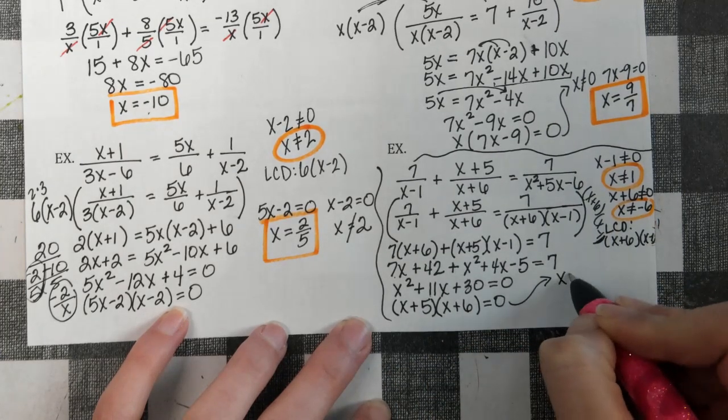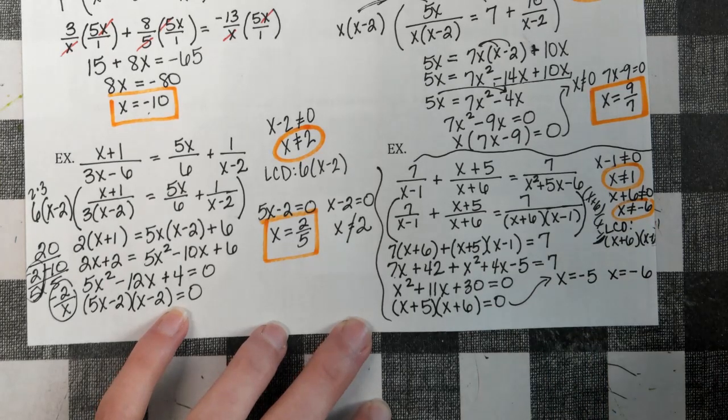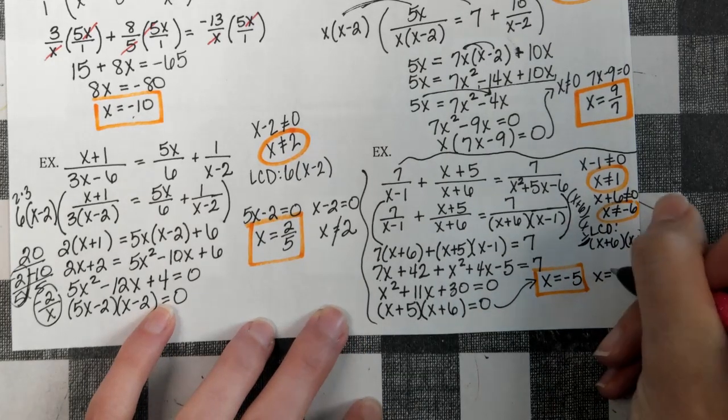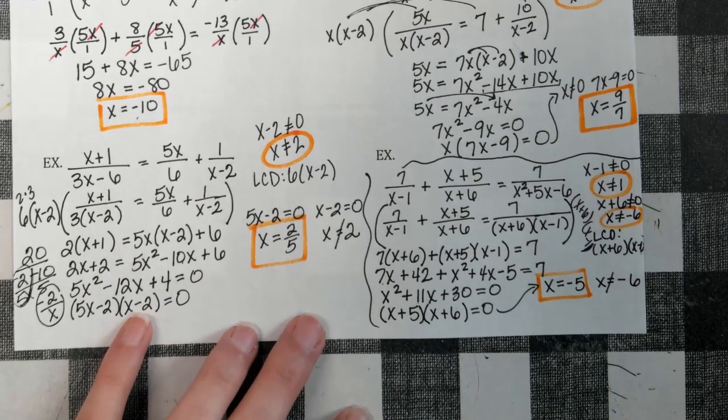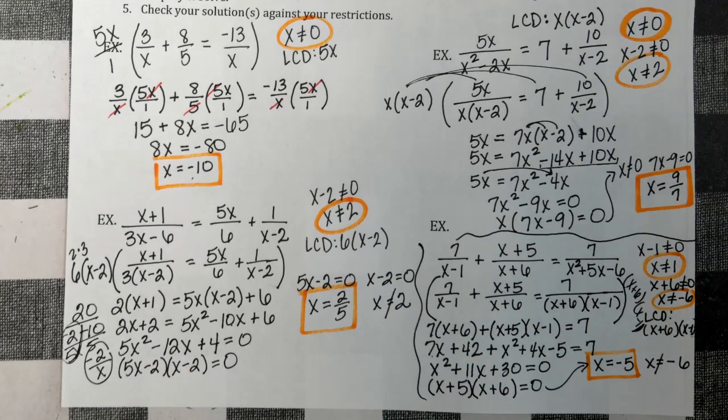That's going to give me x equals what? And x equals, what do I know? x equals negative 5 will work, but the negative 6 will not. Okay? Do we understand solving? Do we have questions? Okay.